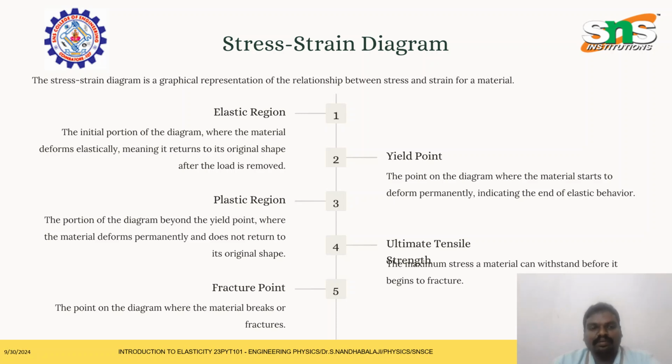The plastic region is the portion of the diagram beyond the yield point where the material deforms permanently and does not return to its original shape. Tensile strength is the maximum stress a material can withstand before it begins to fracture. The fracture point is the point on the diagram where the material breaks or fractures. These are the different parts of the stress and strain diagram.